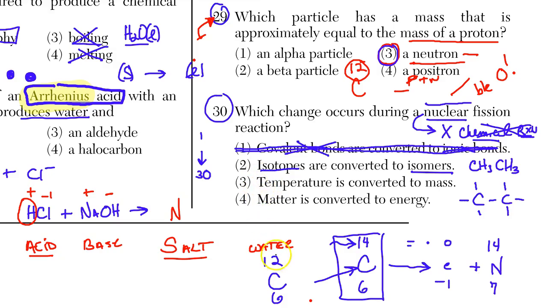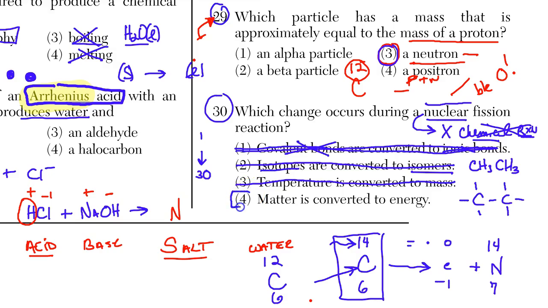These isotopes, which are a particular type of atom with a unique number of neutrons, have nothing to do with the structural formula of atoms bonded to each other chemically. So choice 2 you get rid of. Okay, and of course temperature converted to mass. That's an interesting one. Kinetic energy converted to mass. That's just flat out wrong, makes no sense.